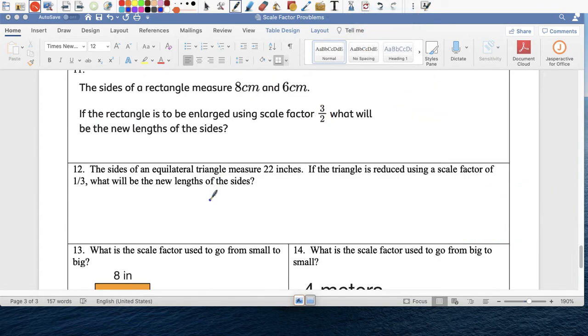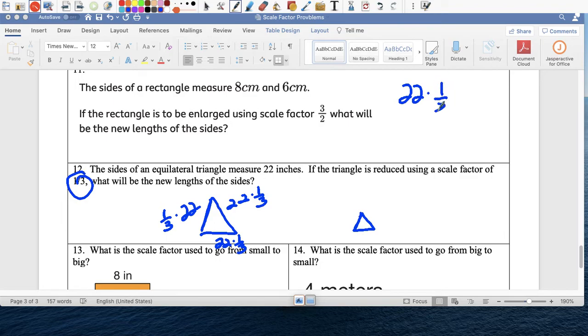The sides are equilateral triangles. So here we have a triangle that's 22, 22, 22. The scale factor is 1/3. So we're going to have a smaller triangle. Now multiply everything by 1/3. So if you multiply 22 by 1/3, you get 22/3. I'm going to change that to a mixed number. So 3 goes into 22 7 times, 1 left over, 1/3. So each side measures 7 1/3 units.